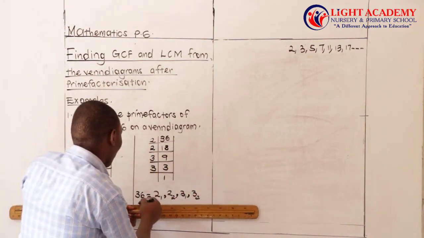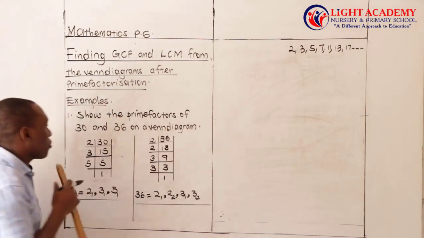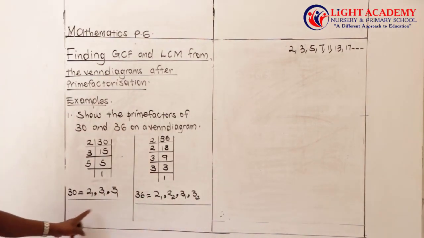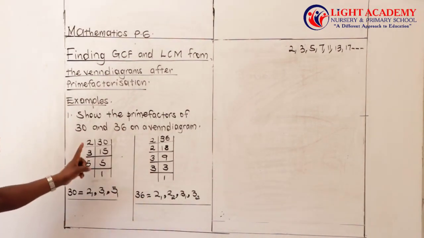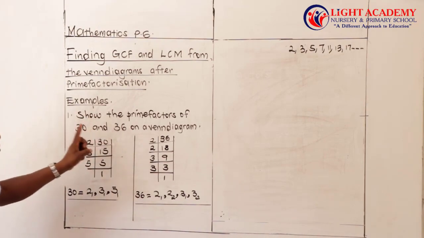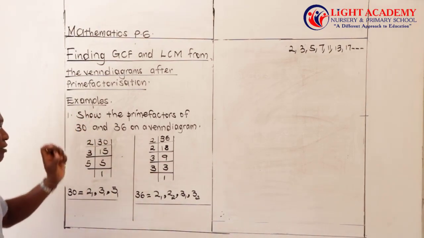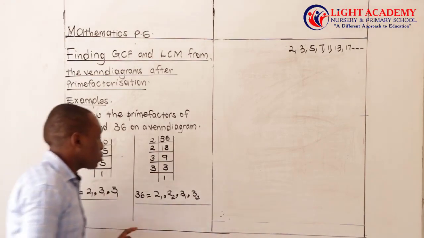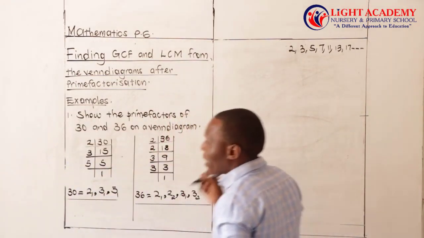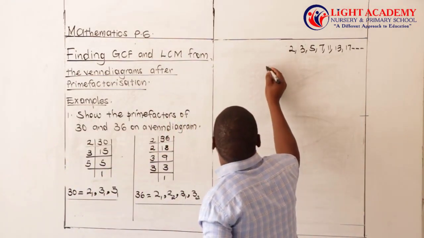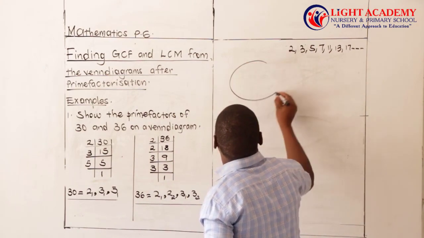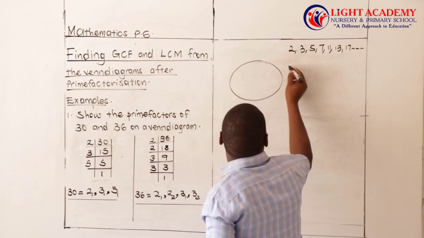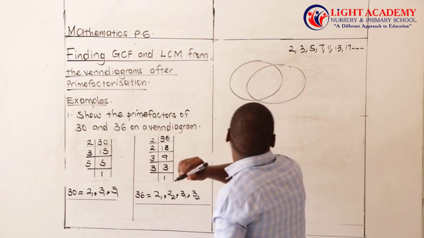Therefore, I've gotten the prime factors of both 30 and 36. But the question told me to show the prime factors on the Venn diagram. Therefore, I'm supposed to go and draw up my Venn diagram. This is what I'm going to do, like this.